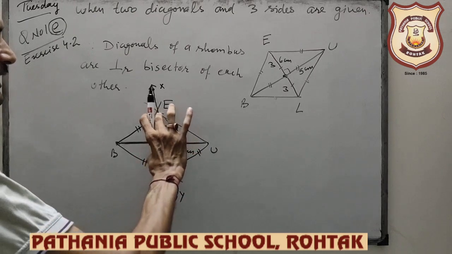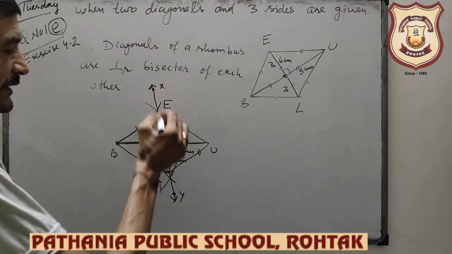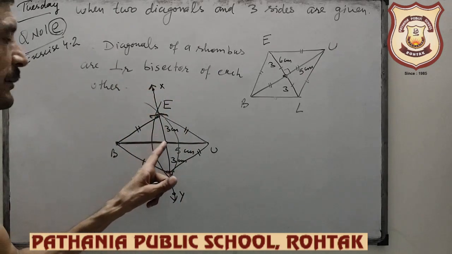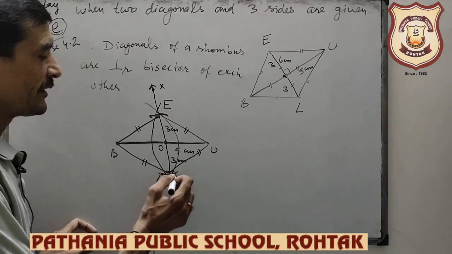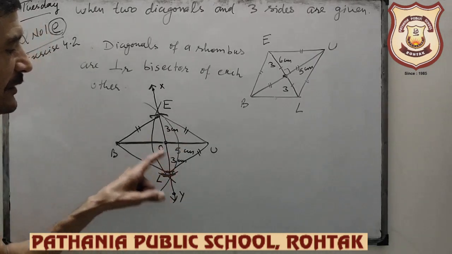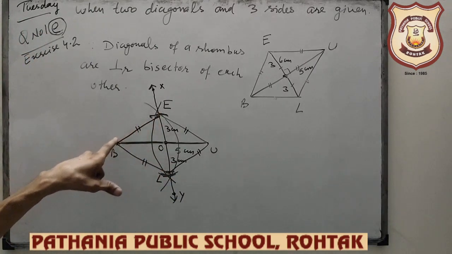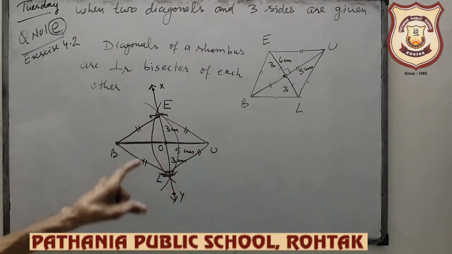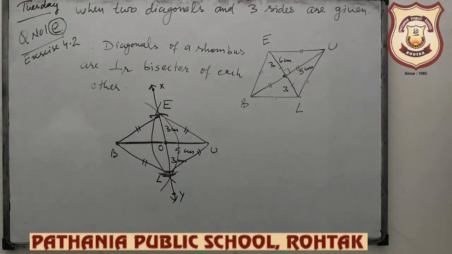Now O as center and radius equal to 3. Put an arc which intersects the bisector at E, and same, take O as center, put another arc downside which also intersects the bisector at L. Now join EB, BL, LU and UE. Then BLUE is the required rhombus.